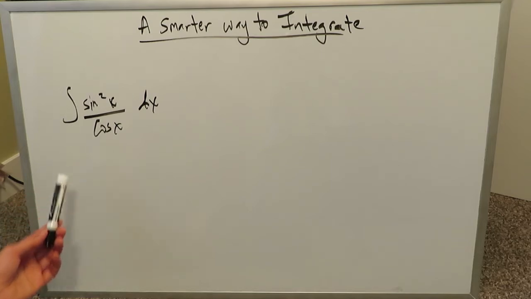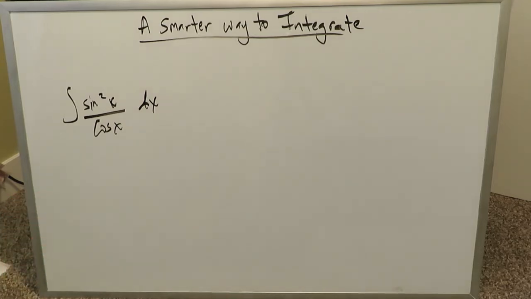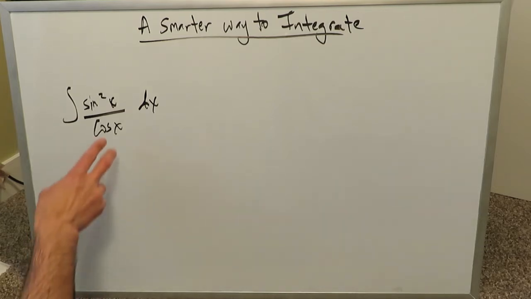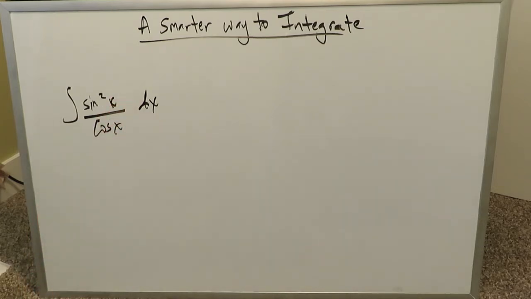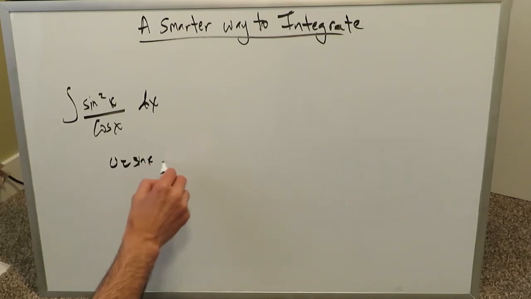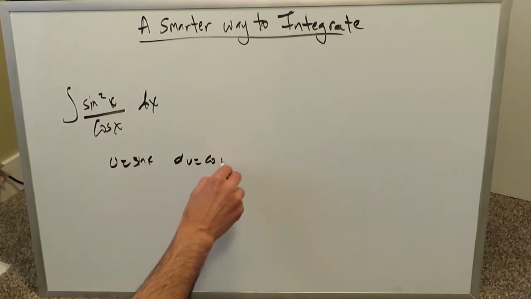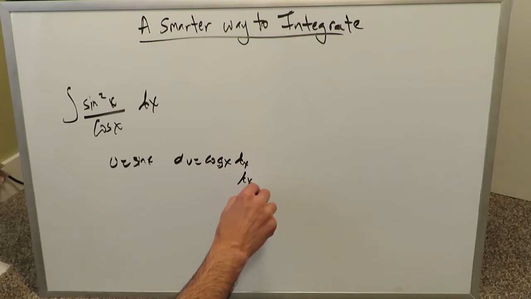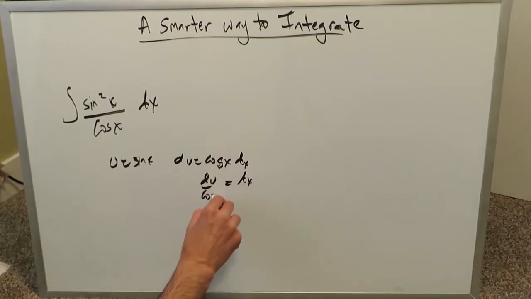At first glance, one would be tempted to use the polynomial substitution technique, but it would fail. The reason is that these two functions are not next to one another. Because of their quotient relationship, you couldn't really get away with it. You would normally do u is equal to sine x, then du is equal to cosine x dx, and then dx is equal to du over cosine x.